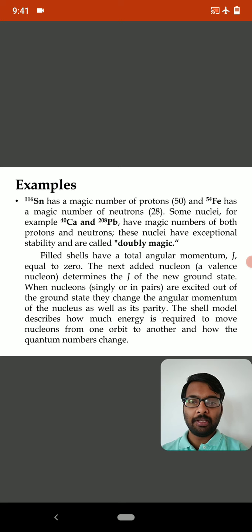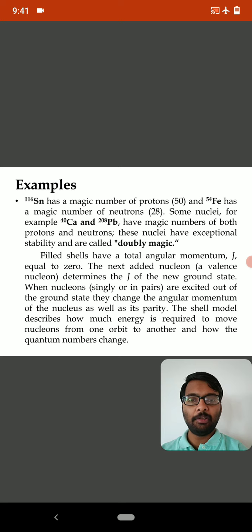Based on this nuclear shell model study, the filled shells have total angular momentum J, or total spin, equal to J equal to 0. Means if the nuclear shells are completely filled, then its spin or angular momentum is 0.